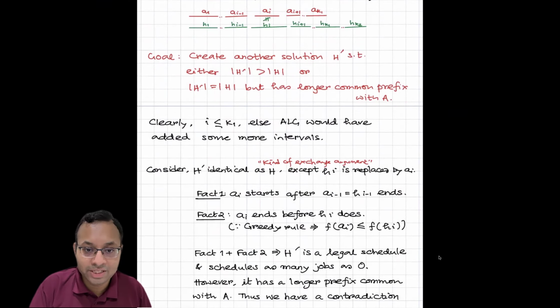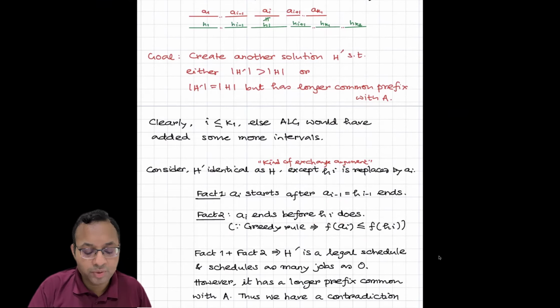Because we assume that H has the longest common prefix with alg, not H prime, if both H and H prime are optimal. Now notice the first fact that AI starts after AI minus 1 or HI minus 1, because it's a valid solution, there is no overlap with the previous job. Similarly, AI ends before HI. The reason being we are using the greedy rule and we are always trying the job which finishes earliest. So the finishing time of AI is surely less than HI.